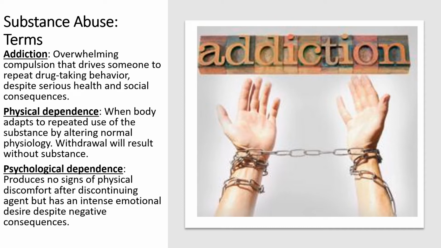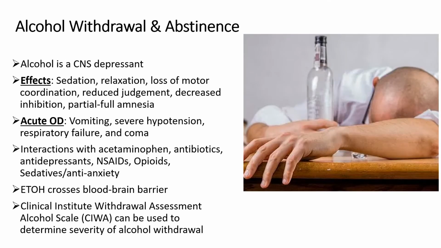So the anxiety, agitation, the emotional turmoil that occurs, whether it's an opioid or alcohol that has been stopped. Okay, so alcohol withdrawal and abstinence is what we're talking about. So let's just talk about alcohol a bit first.